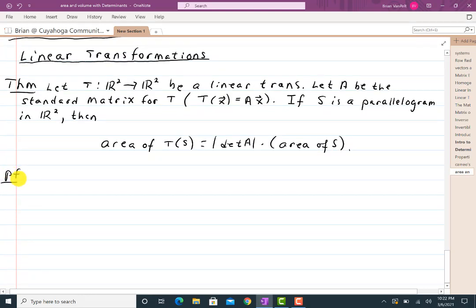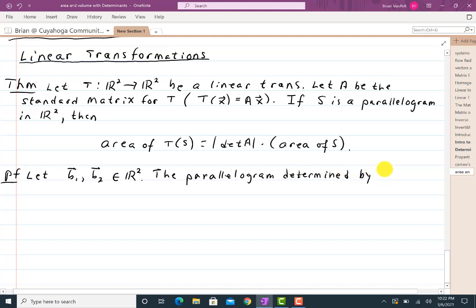The proof: let B1, B2 be vectors in R2. The parallelogram determined by B1 and B2 is, so this is the actual mathematical definition of the parallelogram, let's call it S1 B1 plus S2 B2 such that S1 and S2 are in [0, 1].